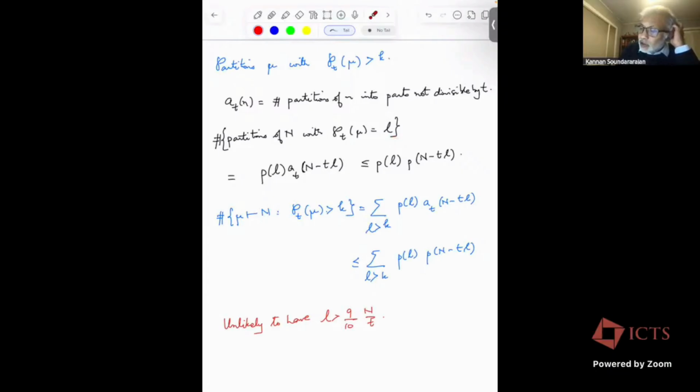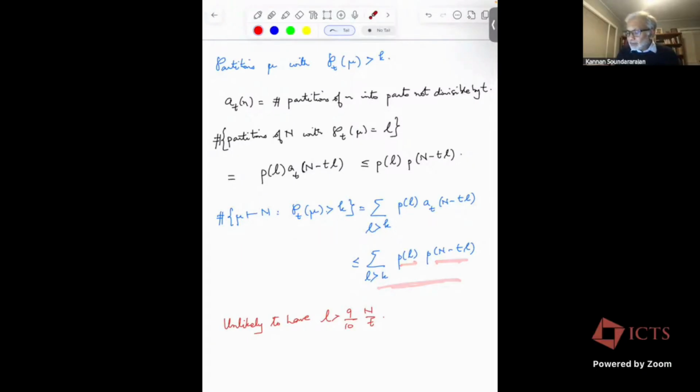Then the number of those is going to be, well, I can take these parts and partition them in any way that I like. And then the remaining n minus tL, I want to partition into parts that are all not multiples of t, and that's this function a_t(n). And this is no more than p(L) times p(n minus tL). So if I want this to be large, this L is going to be larger than k, and then I can bound it by p(L) times p(n minus tL).